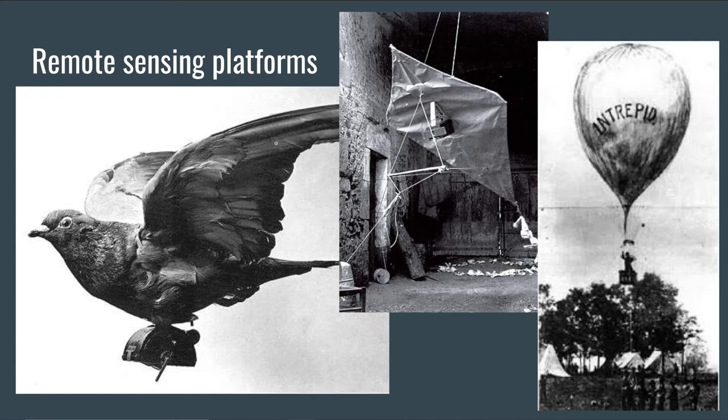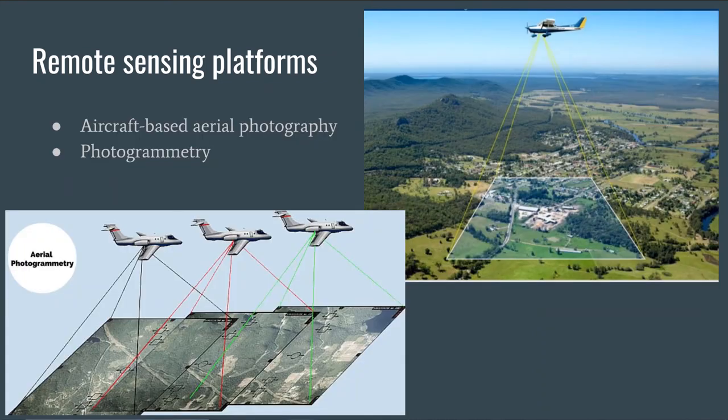Other early platforms included things like kites and balloons, as shown here. These were really good at taking surveillance photos or just aerial photos from the front line during battles, for instance. But of course, since these really early platforms, things have gotten much more sophisticated and the ability of these sensors has vastly improved. So among the first platforms were actually airplanes, and airplanes continue to be really important.